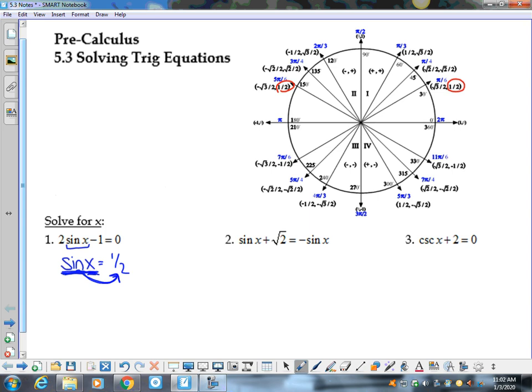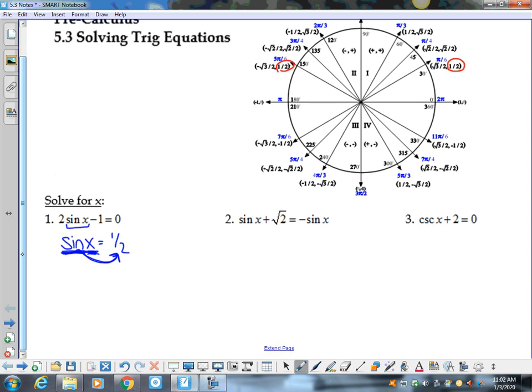So now I want to know what angles make that happen, and I want it in terms of radians. I don't want degrees. So this first one is pi over 6. So x equals pi over 6, and this one is 5 pi over 6. So x, which is an angle, has two answers, pi over 6 and 5 pi over 6, where when I sine that angle, I get a 1/2.